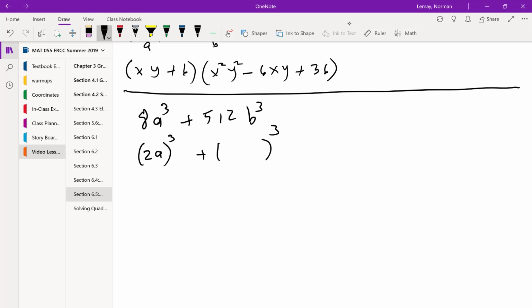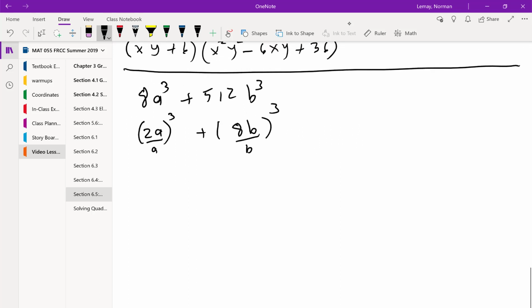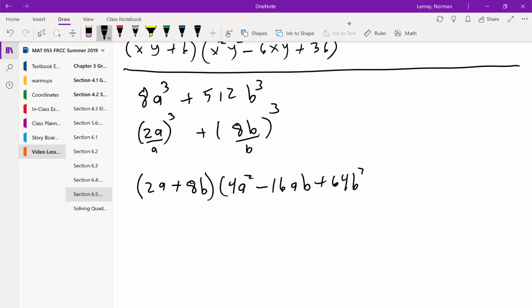So the 512, hopefully through your trial and error and pushing buttons on your calculator, for this whole thing you came up with 8b. So notice here, this is a, and 8b will be b. Now we get 2a plus 8b. So now we take the 2a and square it, so we get 4a squared. Flip the sign, multiply these two together, so we get 16ab. Plus, and now it's going to be b squared, which is 64b squared.